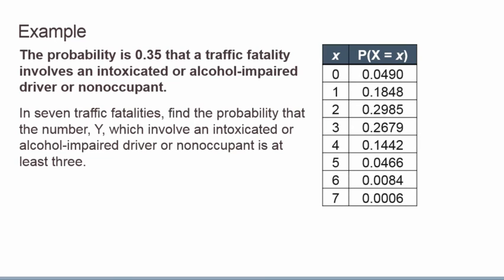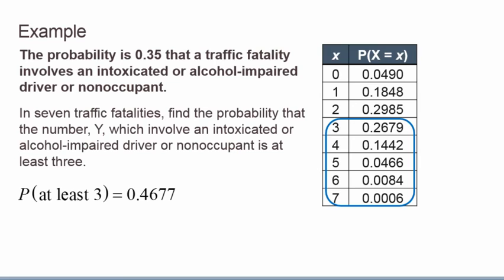Continuing with our example, we now want to find the probability that the number is at least 3. Our notation, probability at least 3. At least 3 means 3 is the smallest number, so we're looking at 3, 4, 5, 6, and 7. Adding our probabilities of 0.2679, 0.1442, 0.0466, 0.0084, and 0.0006, we get a probability of 0.4677.